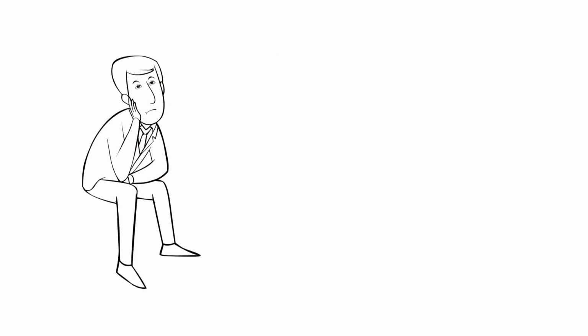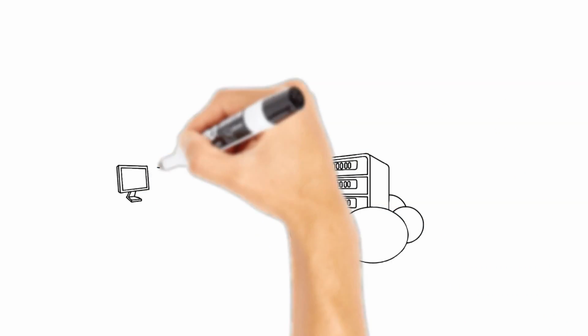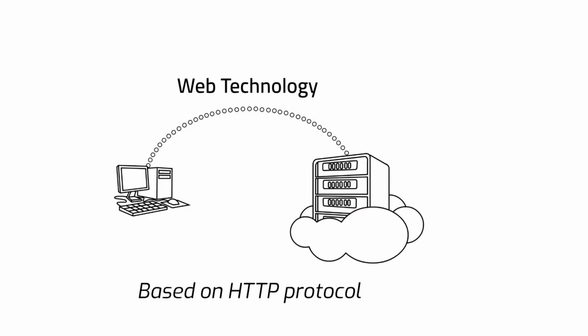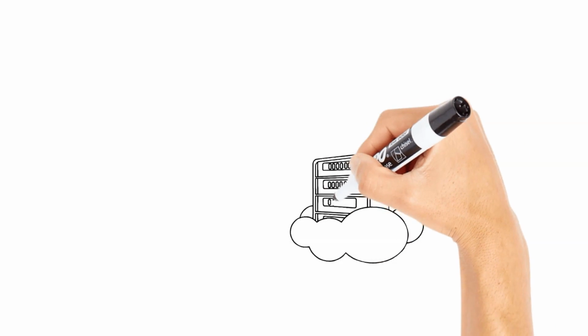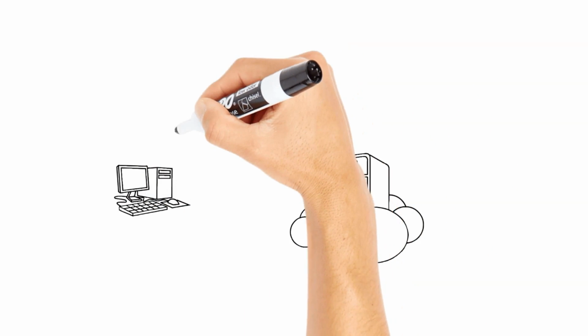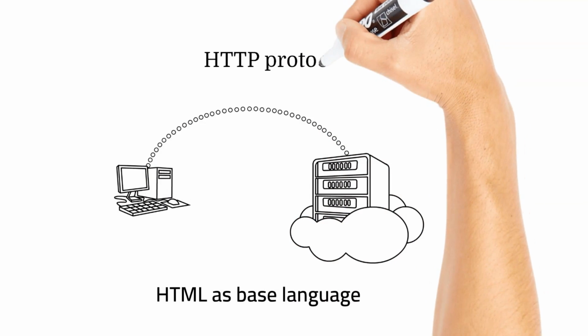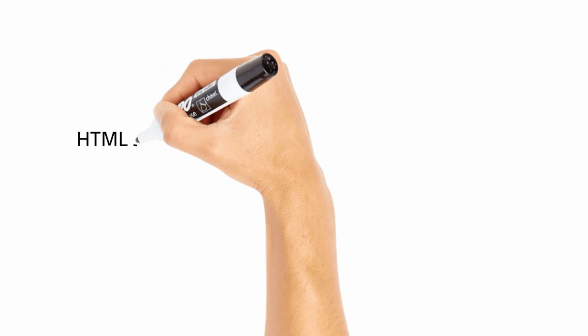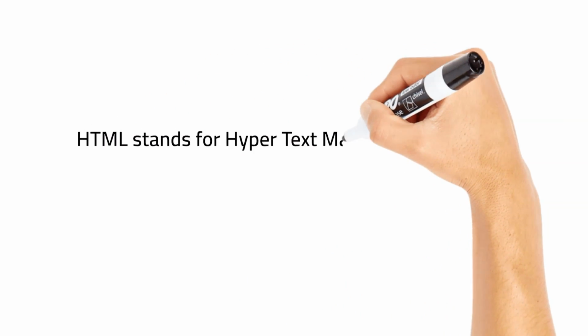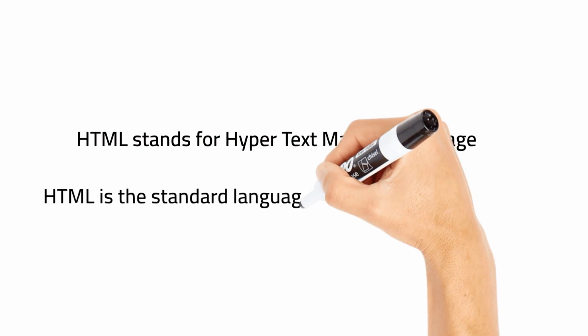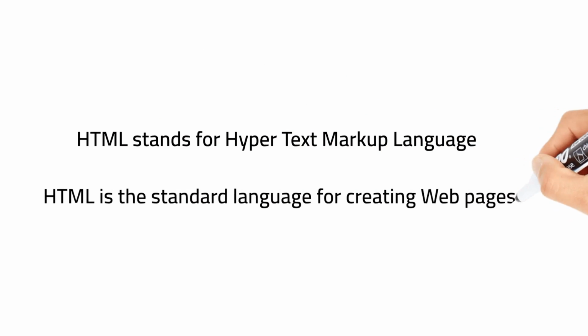So why do we learn HTML? What is the purpose of learning HTML? And we all know that web technology is based on the HTTP protocol, and the HTTP protocol uses HTML as a base language. So basically HTML stands for Hypertext Markup Language. It is used to create web pages in web development.